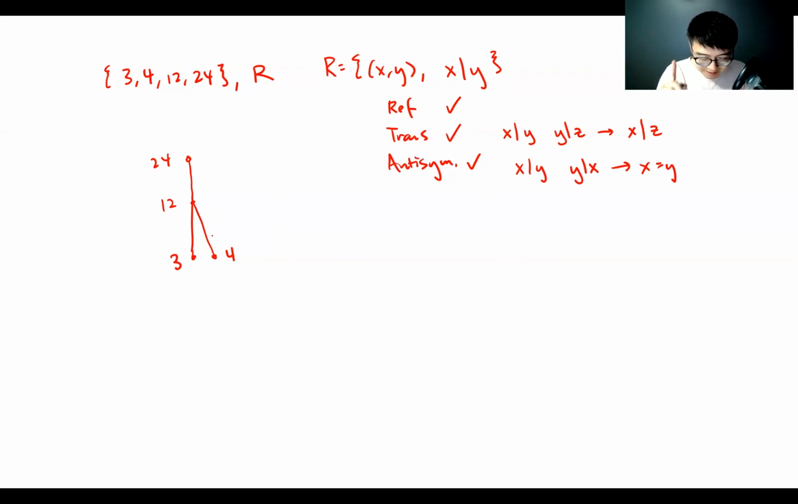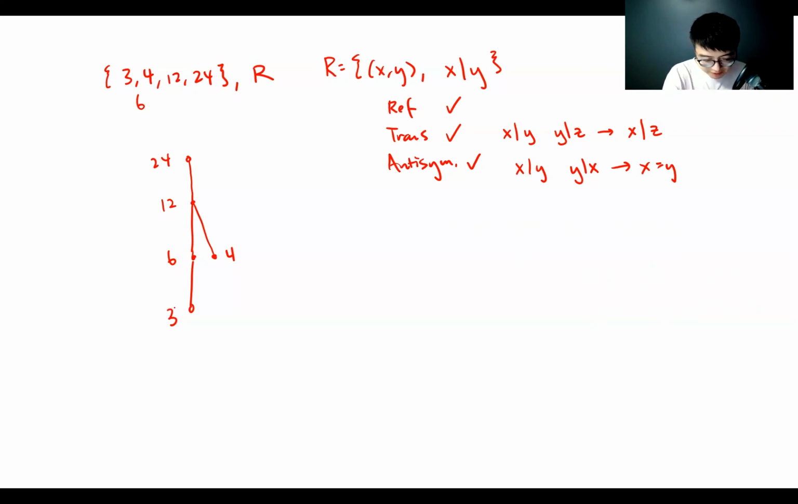Now, let's add a few more numbers in here. What if I added the number 6 in here as well? Where would the 6 go? Well, you can see that it would go between 3 and 12. So 6 would go something like this. Now, is everything still correct? Is 3 now related to 4? No, it's not. Even though 4 is on a higher level, 3 still cannot get to 4. So under our definition, 3 is still not related to 4, and 6 is also not related to 4.